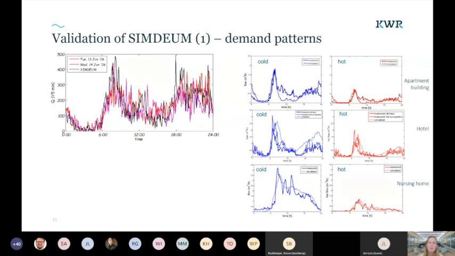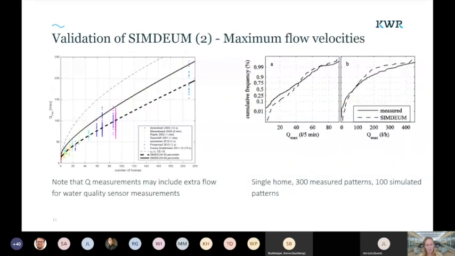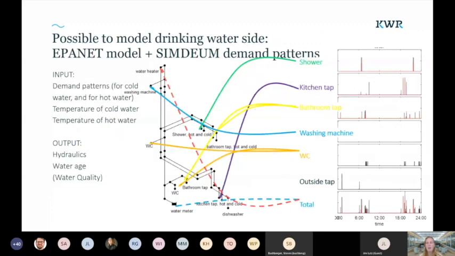And then on the right, you can see average water demand patterns. So the variability was not shown here for cold and hot water uses and demands in apartment buildings, hotels, and nursing homes. And we also did in offices, but that was just cold water. We also look specific at maximum flow velocities, not going into that.